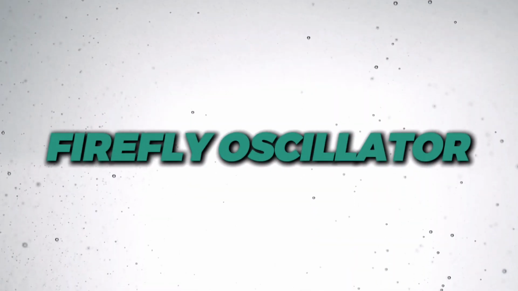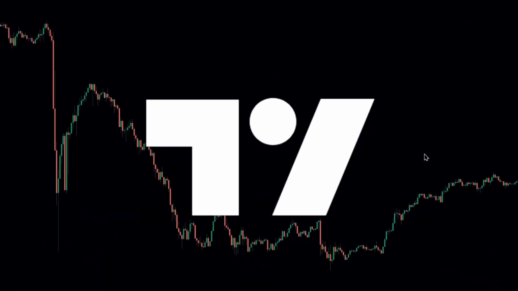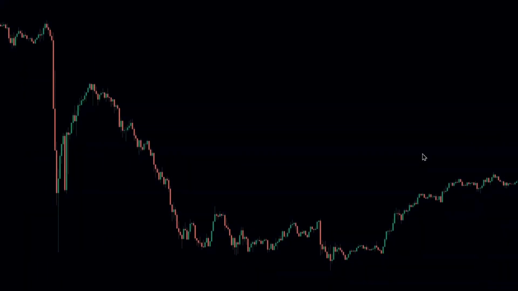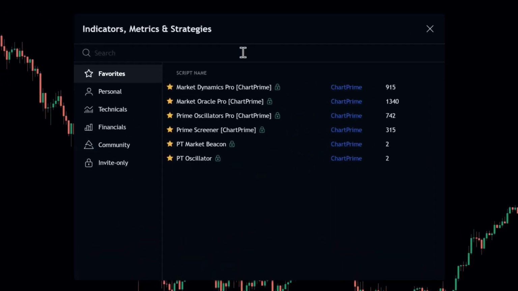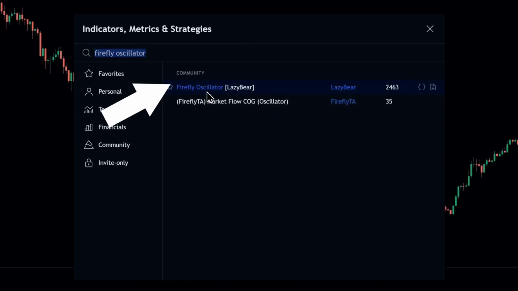This indicator is called the Firefly Oscillator. To add it to your chart, you want to go to TradingView and then open any trading security that you like in any time frame. For me, I'm going to be using the 15-minute time frame of GBP JPY. After that, open the indicator search tab and then type in Firefly Oscillator. And be sure to select this one by Lazy Bear. Big shout out to them.